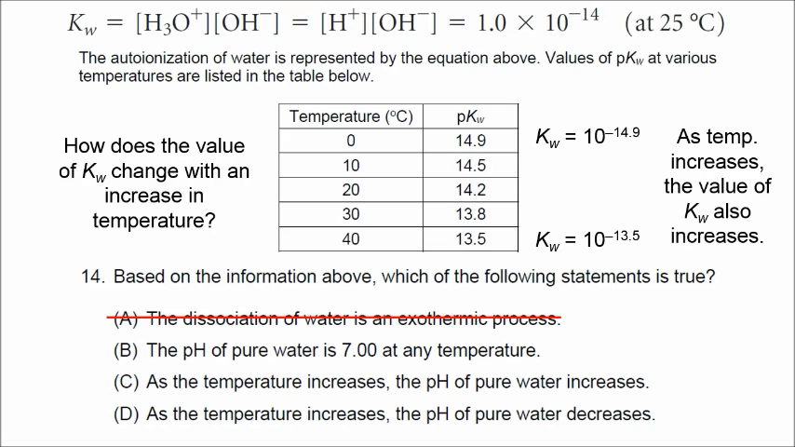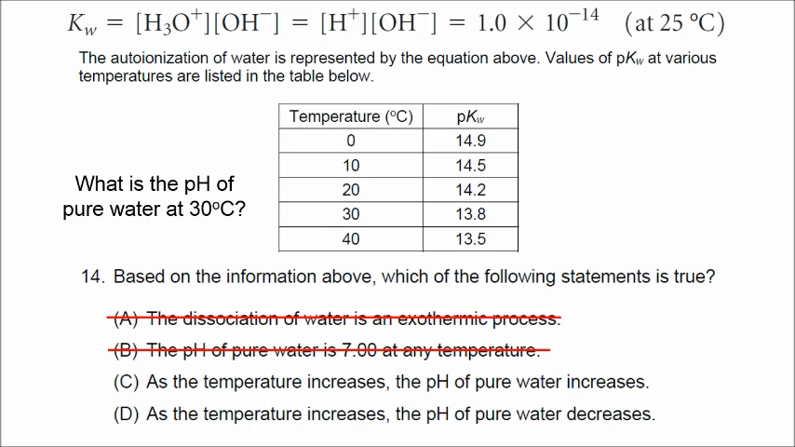So the correct answer is not A. Also, we get the pH by cutting the pKw in half. So at pure water at 25 degrees Celsius, the pH is 7. However, at other values of temperature and other values of pKw, the pH of water is not necessarily going to be 7. So the correct answer is either C or D. Let's take a look at the temperature of 30 degrees. What's half of 13.8? It's 6.9. So the pH of water would equal 6.9. So as temperature increases, the pH of pure water decreases.